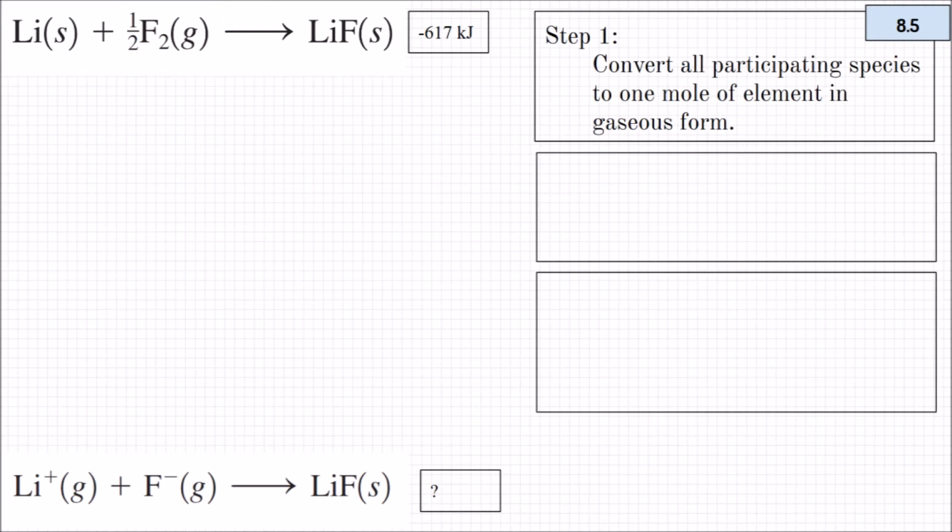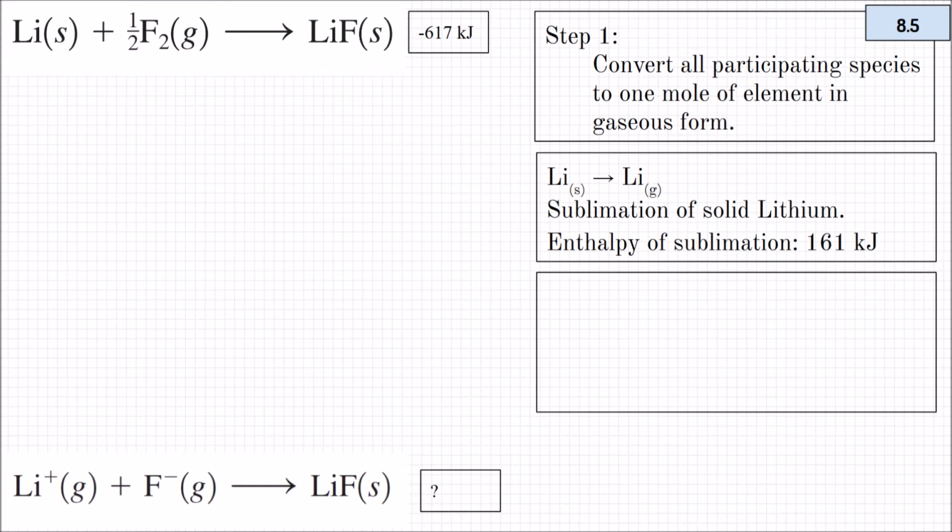Our first step is to convert all our participating species to 1 mole of the element in gaseous form. Lattice energy only works for elements that are in the quantity of 1 mole and in gaseous form. We take the solid lithium and convert it to gaseous lithium. This is also known as the sublimation of solid lithium. And we can find that the enthalpy of sublimation for lithium is positive 161 kilojoules per mole. So, we have lithium solid converted to lithium gas, which has an enthalpy of 161 kilojoules per mole.